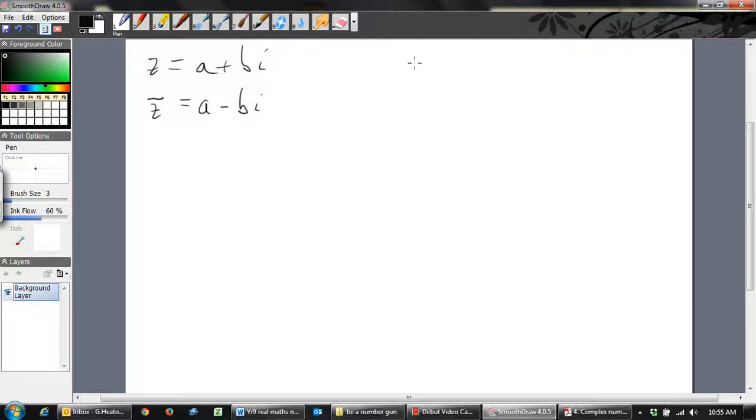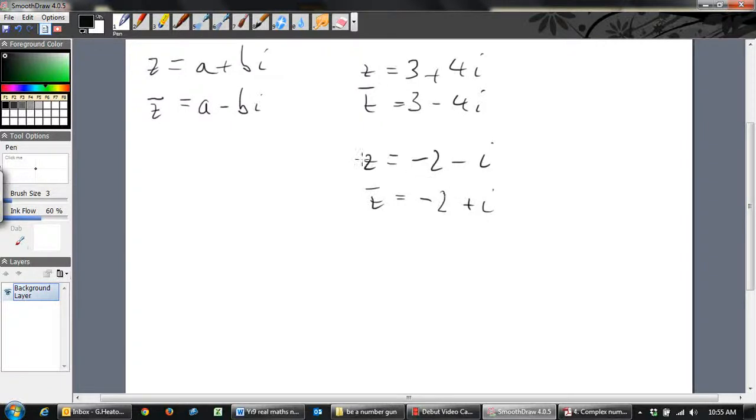Okay, so if z is equal to 3 plus 4i, then its complex conjugate is just 3 minus 4i. If z is equal to negative 2 minus i, then its complex conjugate, all you do is you reverse the sign of the complex part, so negative 2 plus i. So that's how we find the complex conjugate, as easy as that. Beautiful. So let's just say z is equal to 2 plus 6i.